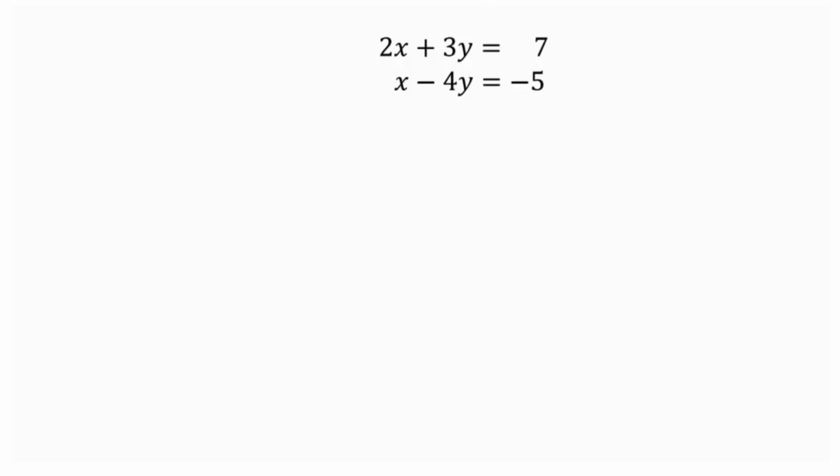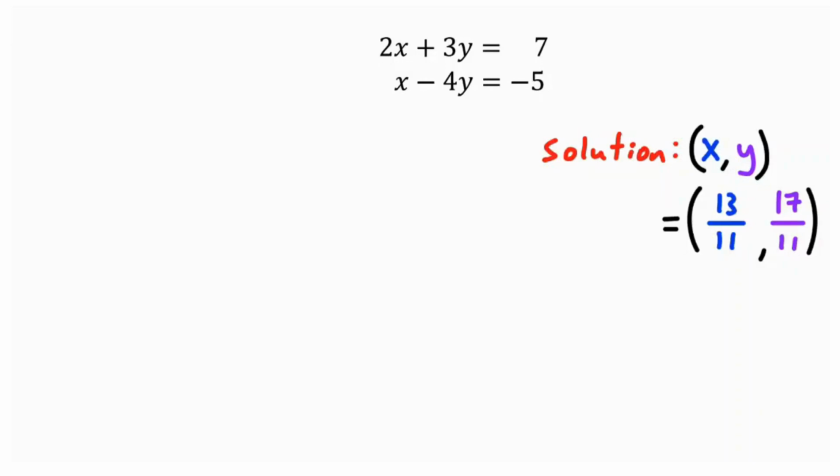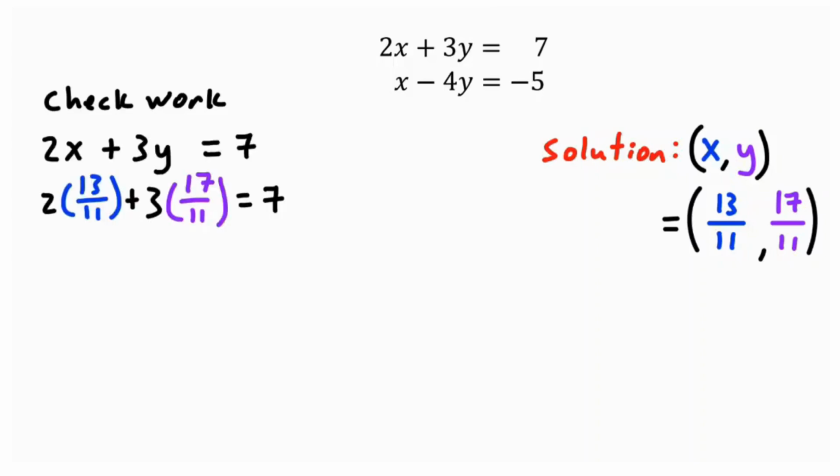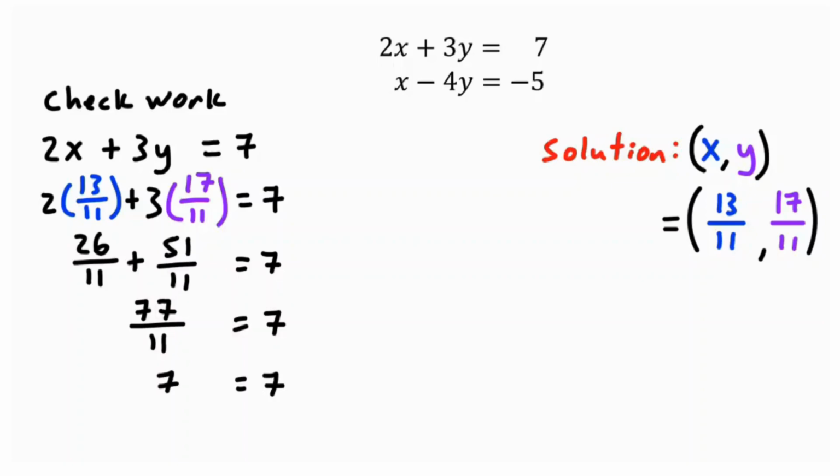So you solved for both x and y, and you got your answers, 13 over 11, 17 over 11 for x and y. And you're probably wondering, did we do it correctly? Well, you should have a good habit of checking your work. So let's check our work. We have the first equation, 2x plus 3y equals 7. We'll substitute the x and y values, simplify, and add them up. So we get 7 equals 7, which is true. So we know that the x and y work for the first equation.